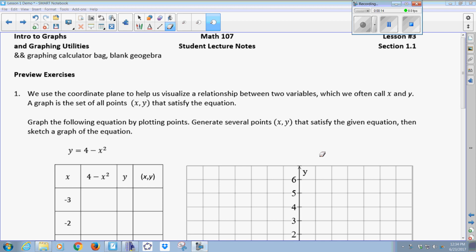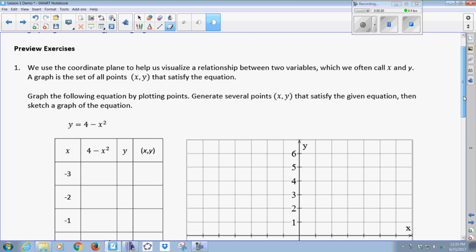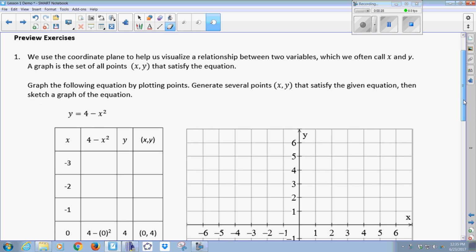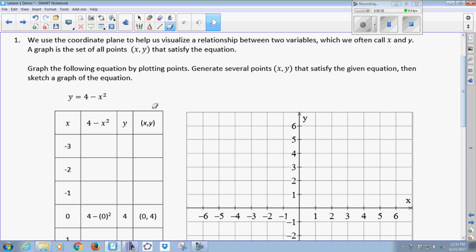We use the coordinate plane to help us visualize a relationship between two variables. Often we call these variables x and y. A graph is the set of all points (x, y) that satisfy a given equation. In this case, the equation we're going to be looking at is y equals 4 minus x squared. So your first job here is to graph the following equation by just plotting some points.